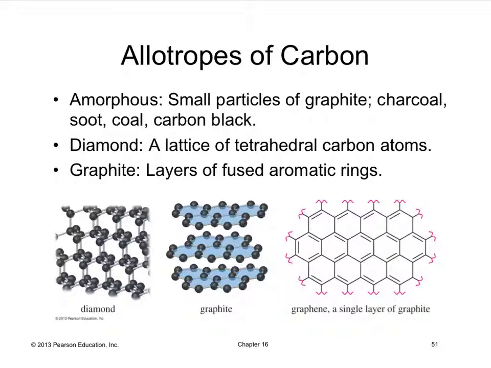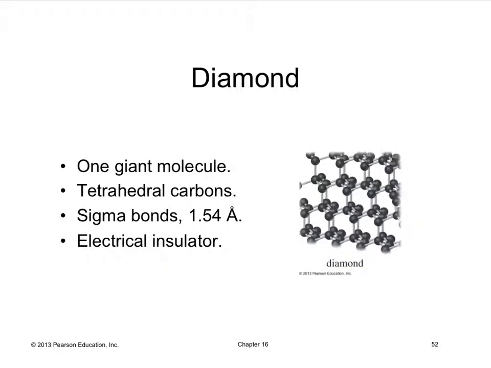Allotropes of carbon, there are 3. One is amorphous, the next is diamond, and the other one is graphite. Amorphous carbon is in small particles of graphite: charcoal, soot, coal, carbon black. Diamond has a lattice of tetrahedral carbon atoms, as shown here. And then graphite has layers of fused aromatic rings. This would be a single layer of graphite, and a single layer of graphite is also graphene.